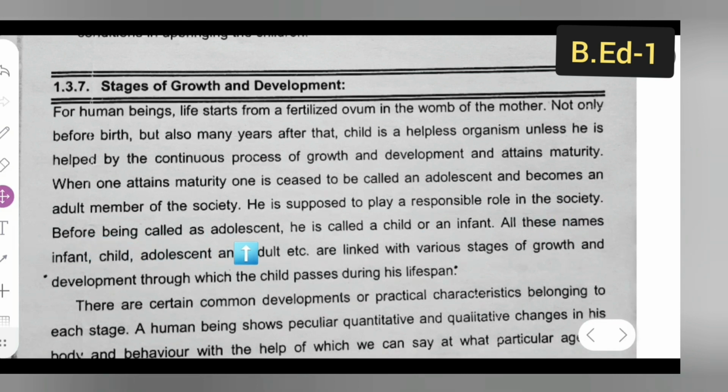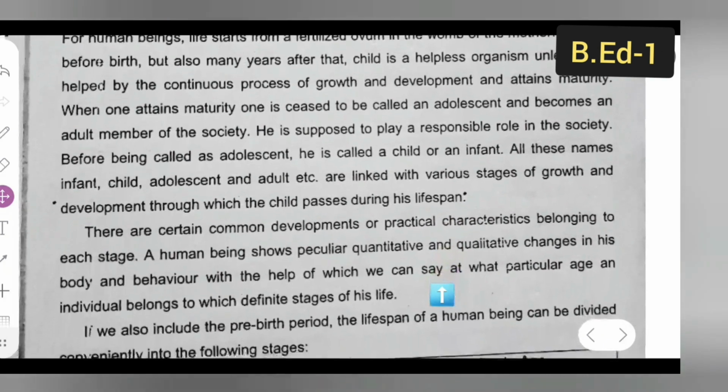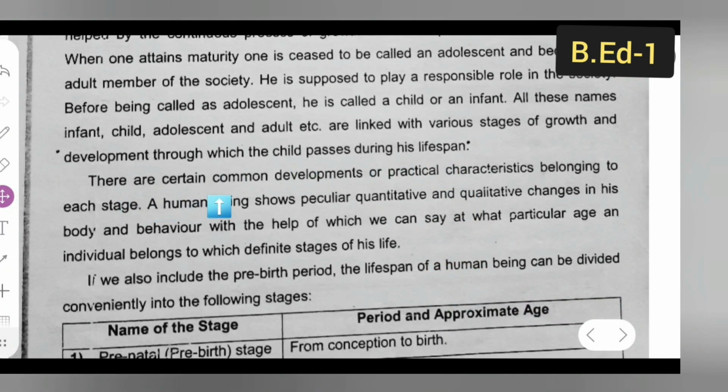Before being called an adolescent, he is called a child or an infant. All these names, infant, child, adolescent, and adult, etc., are linked with various stages of growth and development through which the child passes during the lifespan. There are certain common developmental characteristics belonging to each stage. A human being shows peculiar quantitative and qualitative changes in his body and behavior with the help of which we can say at what particular age an individual belongs to which definite stage of his life.